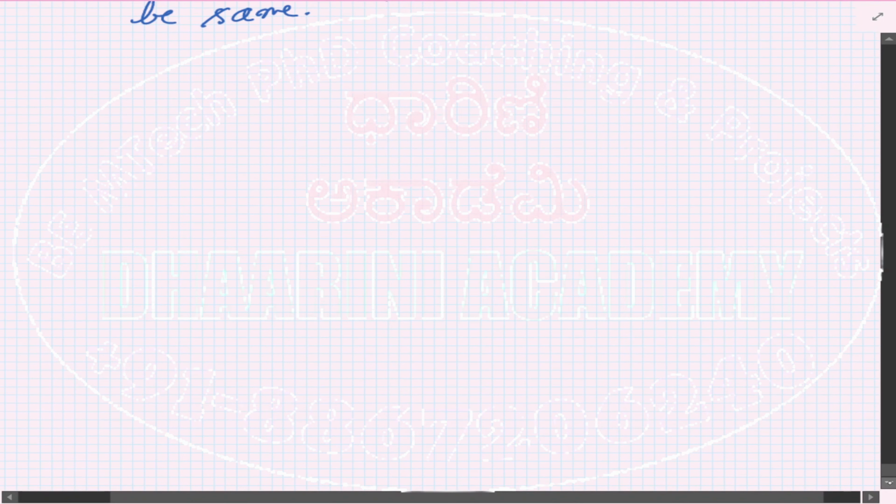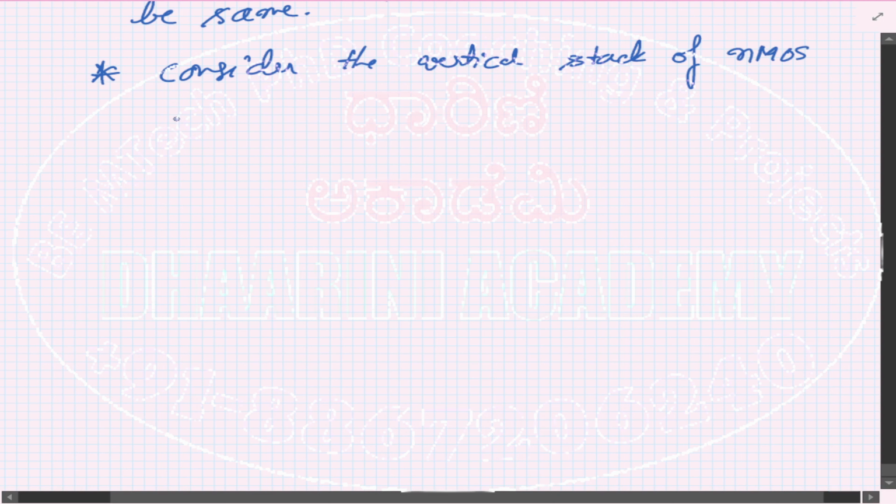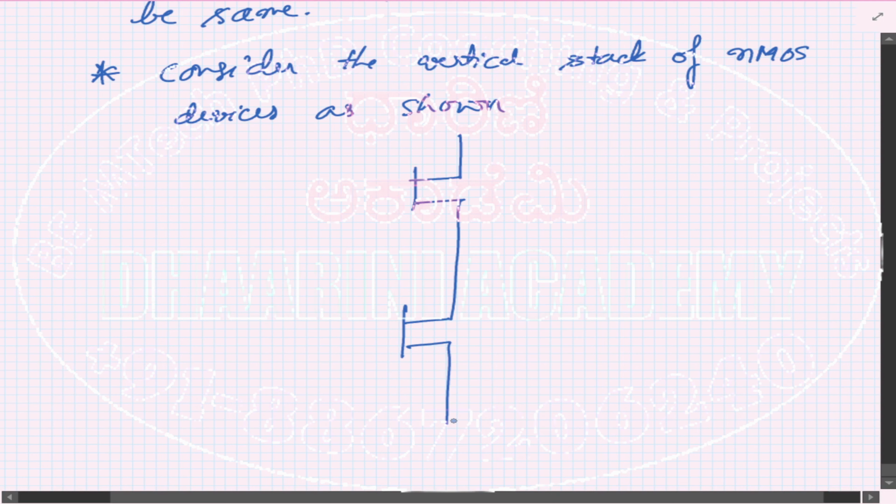But you see what happens when we use the transistors connected one after the other, vertically. Normally all the MOS transistors are connected one after the other, maybe in a vertical fashion. Consider a vertical stack of NMOS devices as shown below. This is one NMOS. Let me assume that I have another NMOS. Maybe this is grounded for the time being.